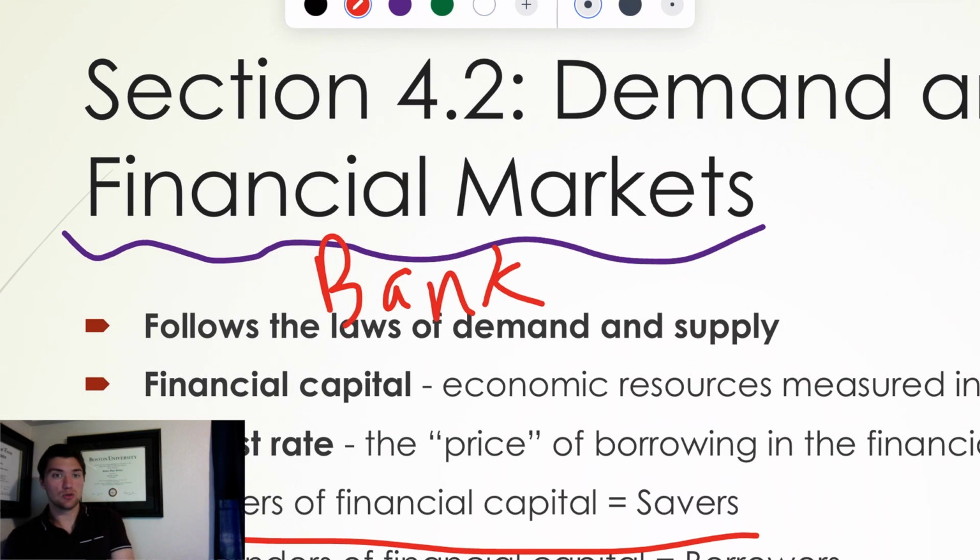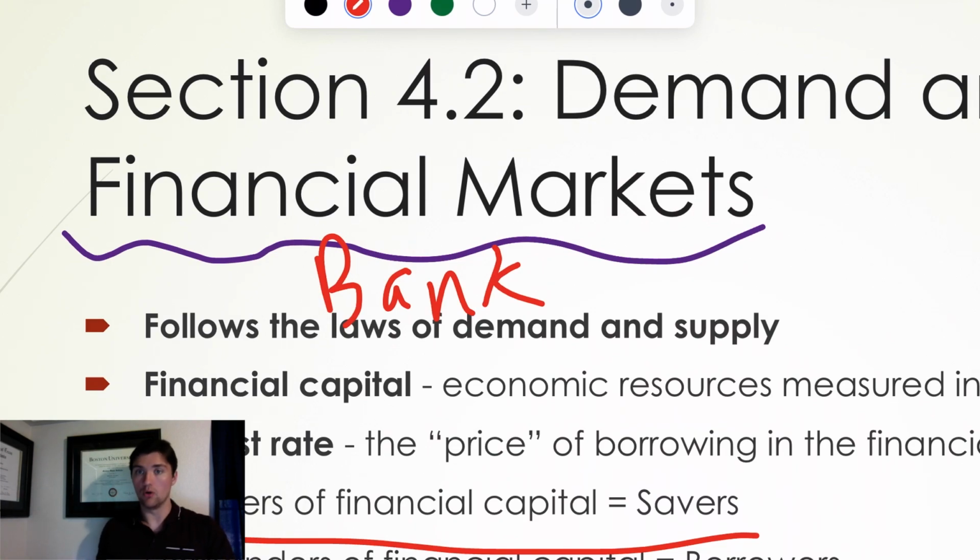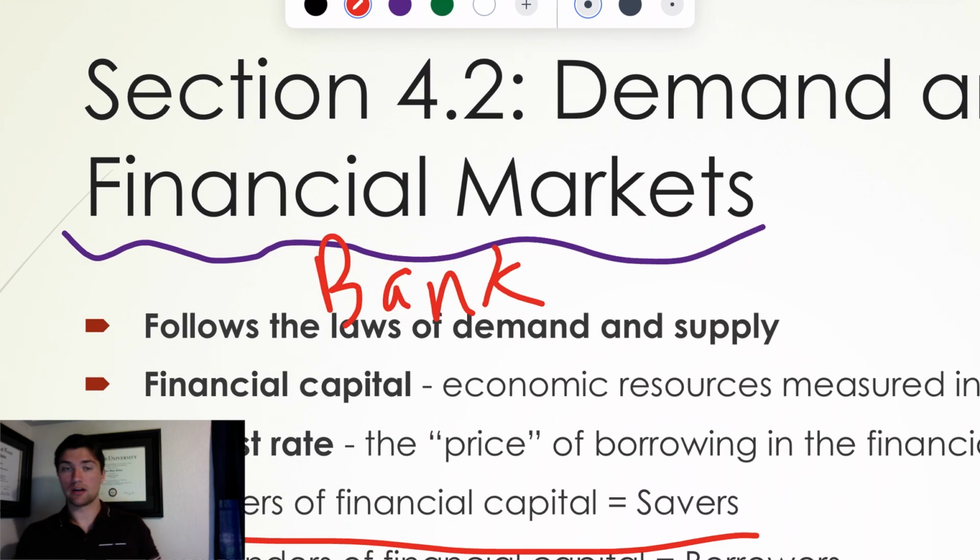Now, why else would you go to the bank? A lot of people go to the bank to get a loan, or maybe they are borrowing money for something else. Okay, so the demanders of financial capital, that's going to be the people that are borrowing.